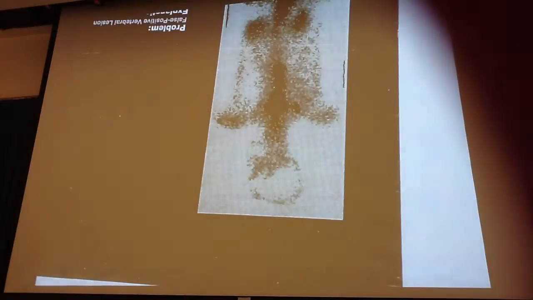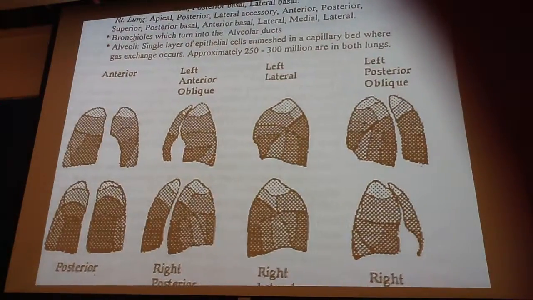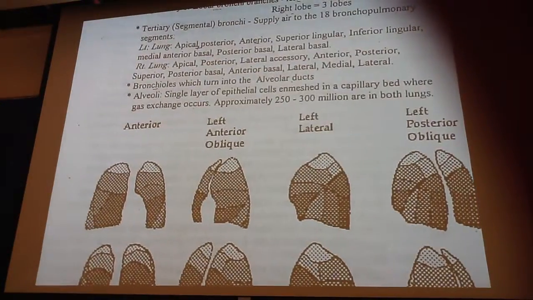So, let's go back here and take a look at the lungs then. What's the hypertension again? Well, because you're blocking blood flow leaving the heart, going from the heart to the left ventricle.